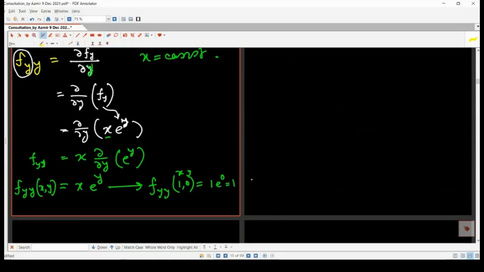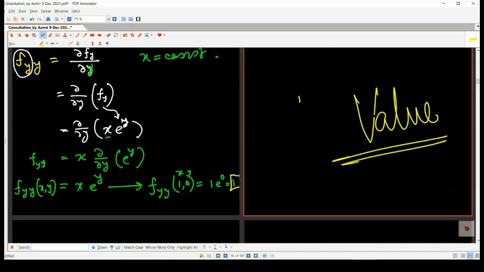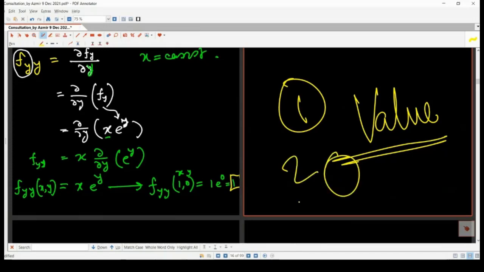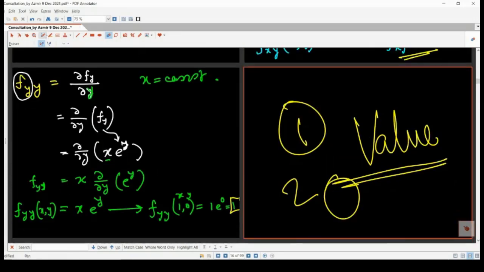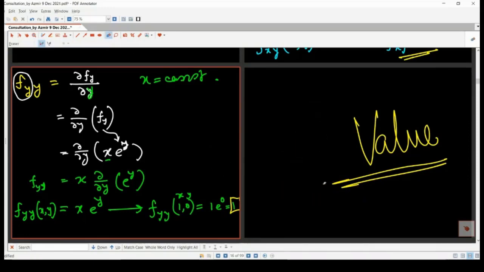Every time the value is becoming 1 or 0, but that does not matter. You need to find the value. It may be 1, it may be 2, it may be 0. It is up to the calculation. Don't think that every time we will get 1. Based on the calculation, whatever value you get, that is the answer.